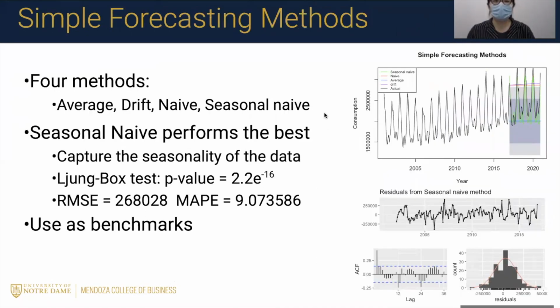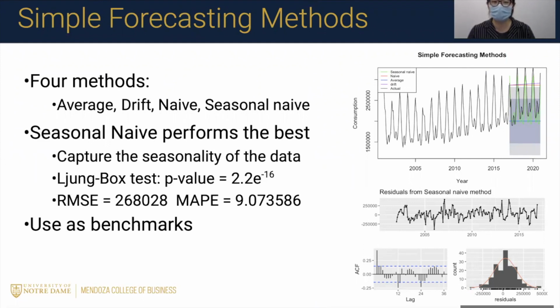Okay, so at first we decided to conduct four simple forecasting methods, including average, naive, seasonal naive, and drift methods. Looking at the plot, we can see that the seasonal naive method performs the best among the others, since it captures well the seasonality of our data. Then we check the accuracy of all four methods, and the result also proves that the seasonal naive has the lowest RMSE.